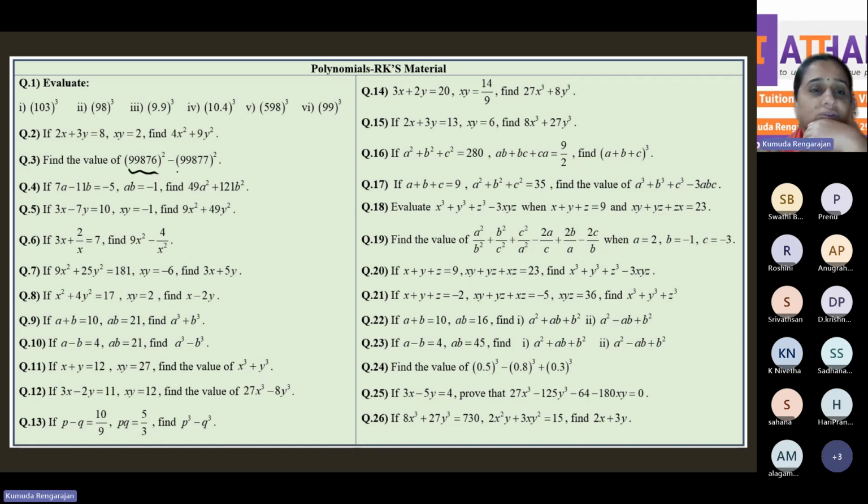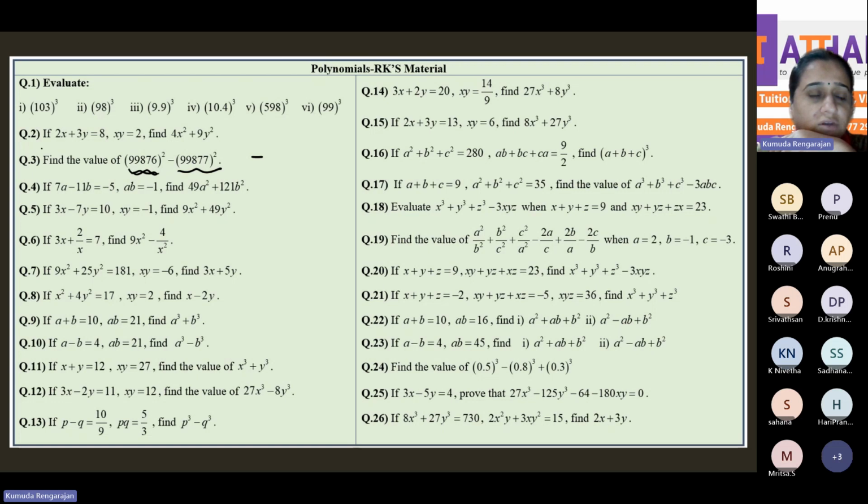And in question number 3, okay, what is the answer for question number 3? What's the answer? Question number 3? 753, ma'am. How much? Minus 199753.